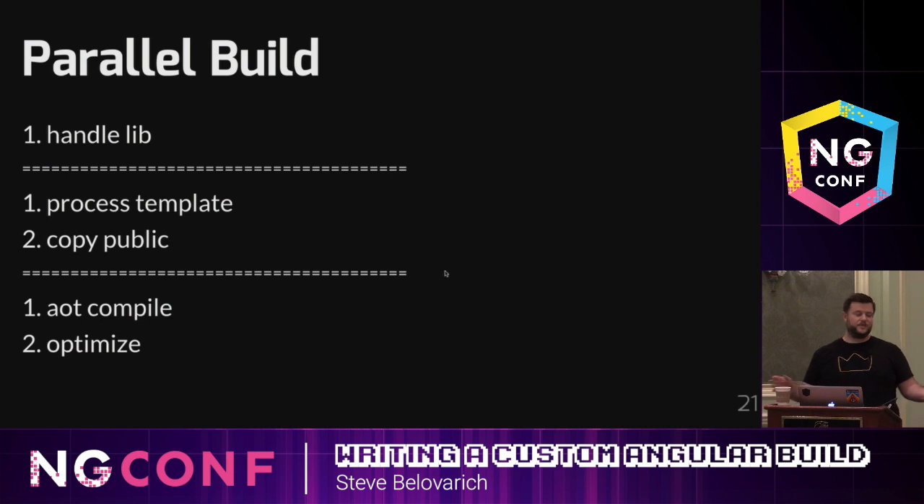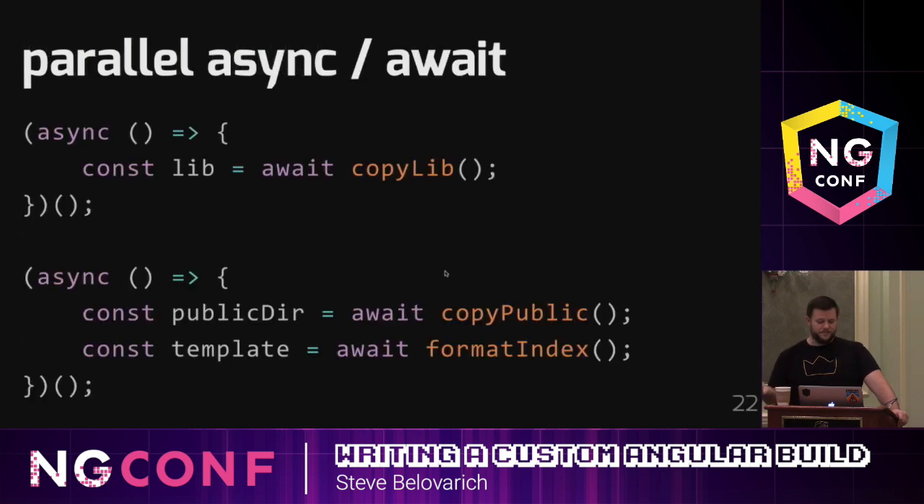But instead of doing everything synchronous, we can do things in parallel, which is super sweet because we can handle some of these really long tasks like copying over library files in one process. We can have another process that handles the template or copies our public folder over. And then we can have another process that's running in parallel that ahead of time compiles the application. And then, since it has to optimize the application synchronously after it ahead of time compiles it, it does it in this lane. So an example of using async await to do this would be like this.